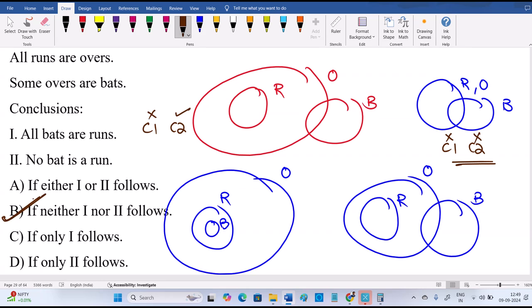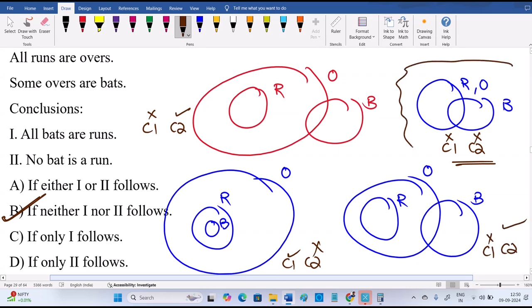Either or means one among that is true always. Here, sir, first one true, second one wrong. Go with either or, sir. First one true, second one false. No, but it's failed in one diagram, right? So here, first one false, second one true. But see this, this is special. This is special where both fail at a time, right? So we can go no bat is run. So when you can see that, neither nor. Got it? Fine.